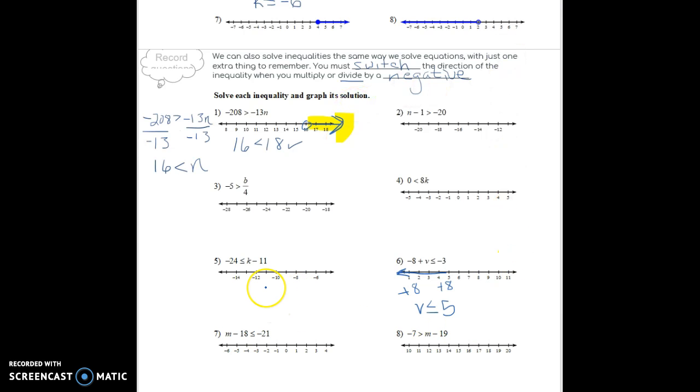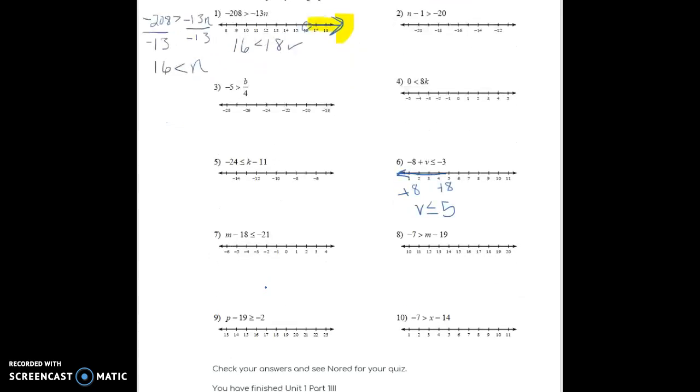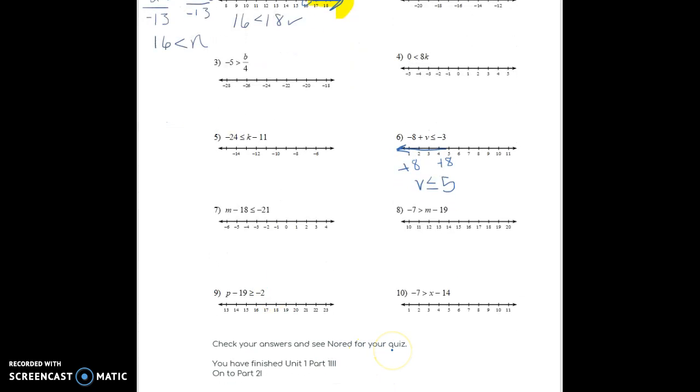All right, guys, do the rest of them on your own. Come check your answers with me. There's 10 of them. And then see me for your quiz on inequalities. Once you finish this, you have finished part 1 and you are ready to move on towards part 2.